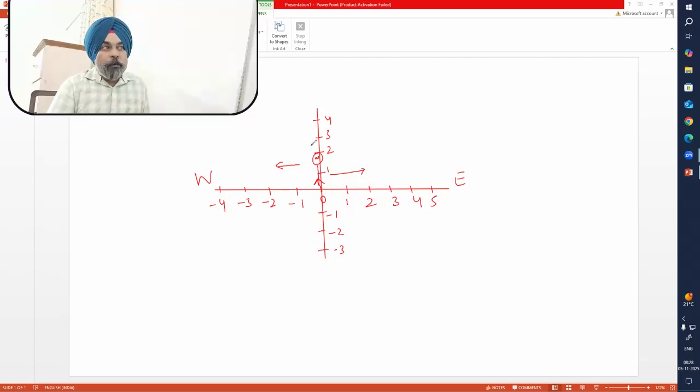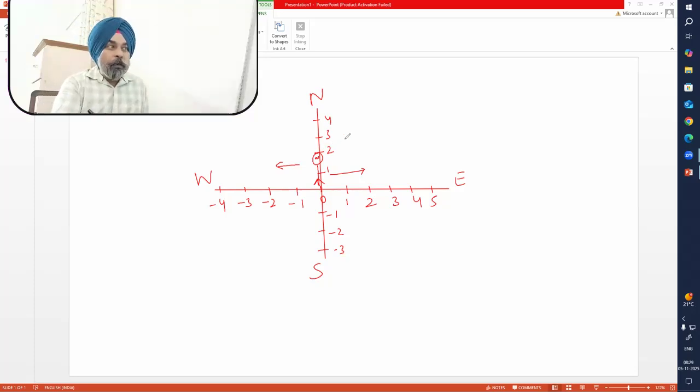Now, if you move along this vertical line, that is called north-south. If you are moving towards north, you will count it as 1, 2, 3. And if you are moving towards south, then it will be below 0, that is -1, -2, -3. But your distance will not be counted as negative, it will be just 1, 2, or 3 towards south.